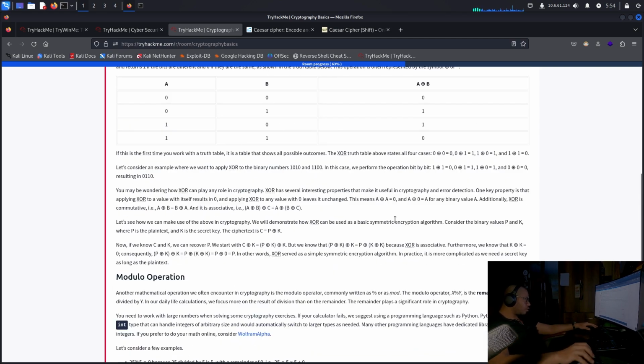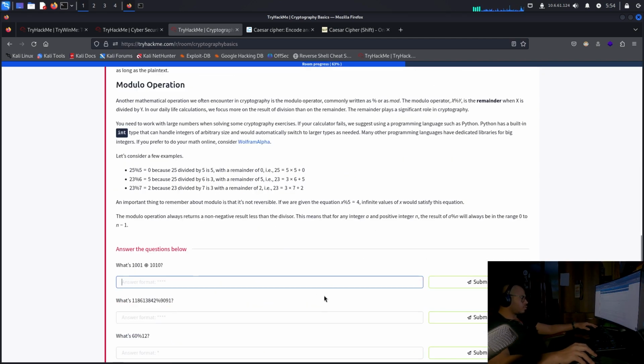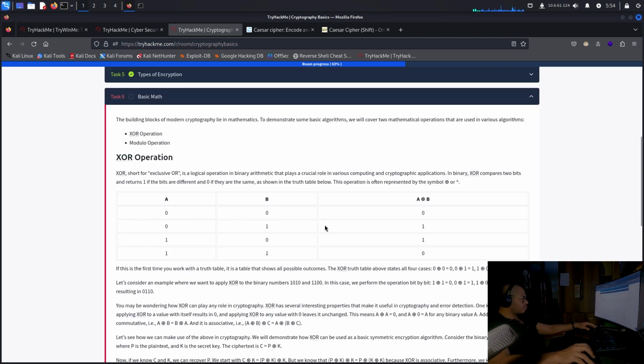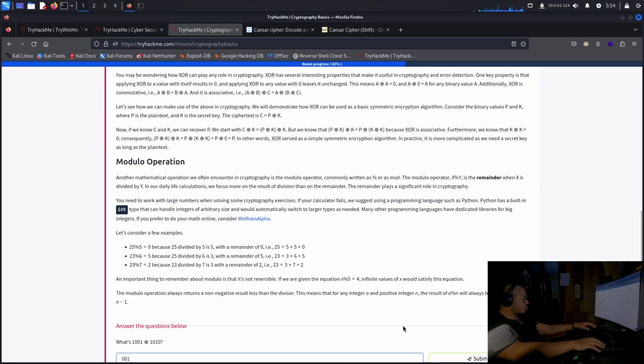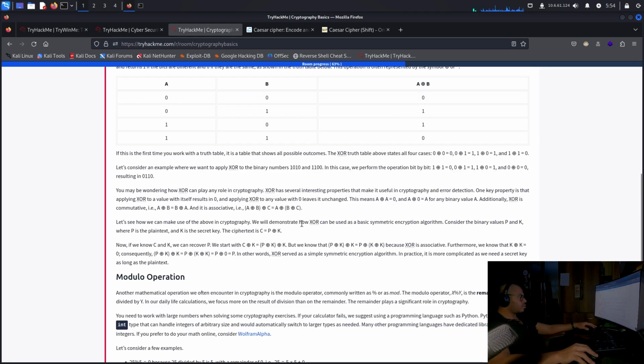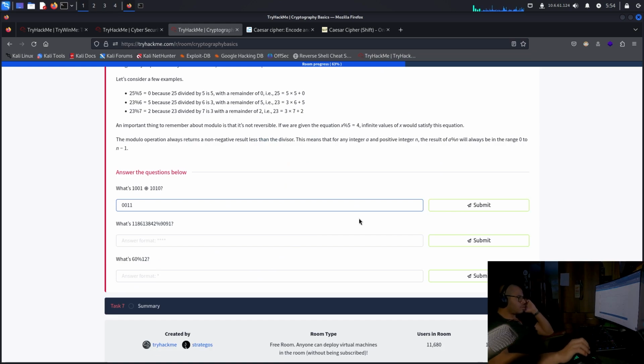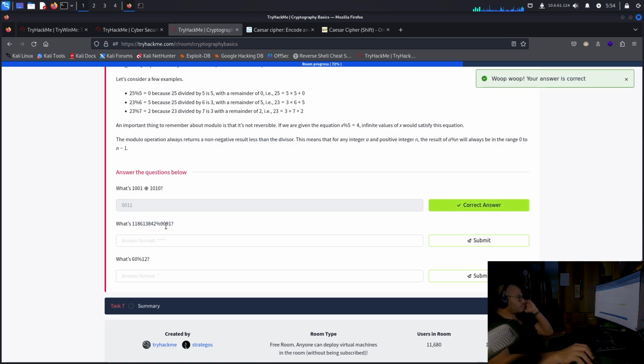So this would be 1 with 1, what is it? 0, 0 with 0 is 0. And then 0 with 1 is 1. And then 1 with 0 is 1 as well.